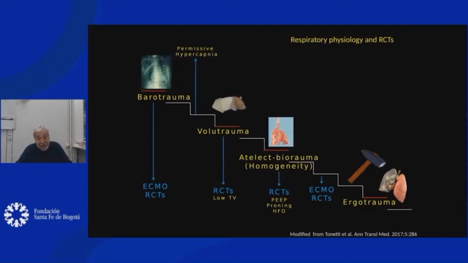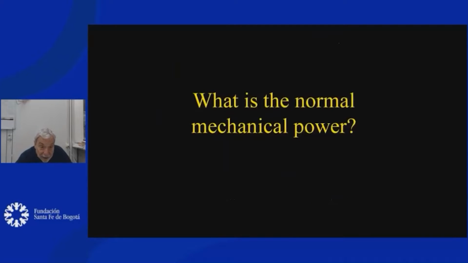Then we said, okay, maybe it's not the pressure and volume, it's the interface between the good and bad part. So it's a sort of atelectrauma, which increases the inflammation. And then here we have the ergotrauma. This word has been proposed by J.J. Marini, which is a trauma linked to all the energy that we put in the system per minute.